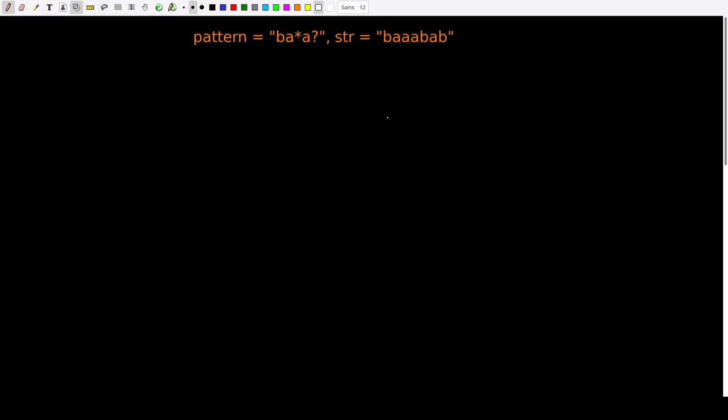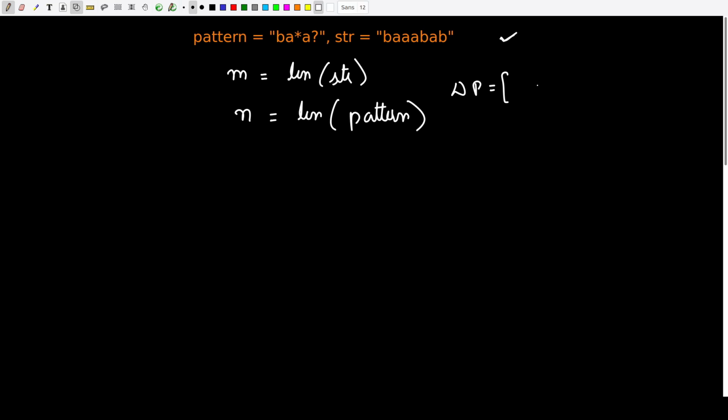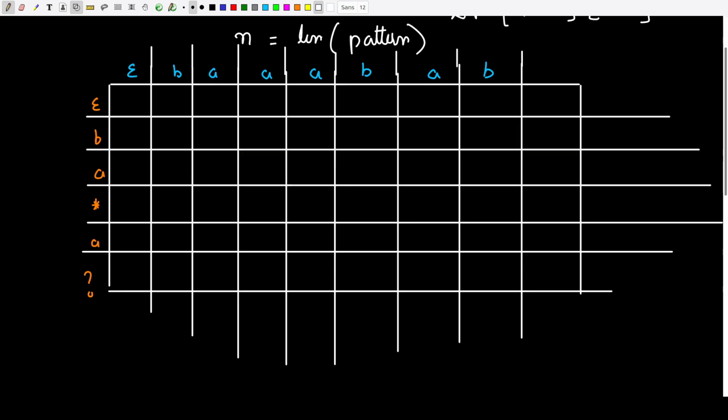In order to discuss the solution of this problem, let us take an example. Let us say the pattern and string are these. Let us say m equals the length of string and n equals the length of pattern. Then in such a case, we need a DP table whose size is m plus 1 by n plus 1. So let us say this is the DP table. This is our string, baaabab, and this part is our pattern. And I have prepended both the string and pattern with an empty string epsilon.